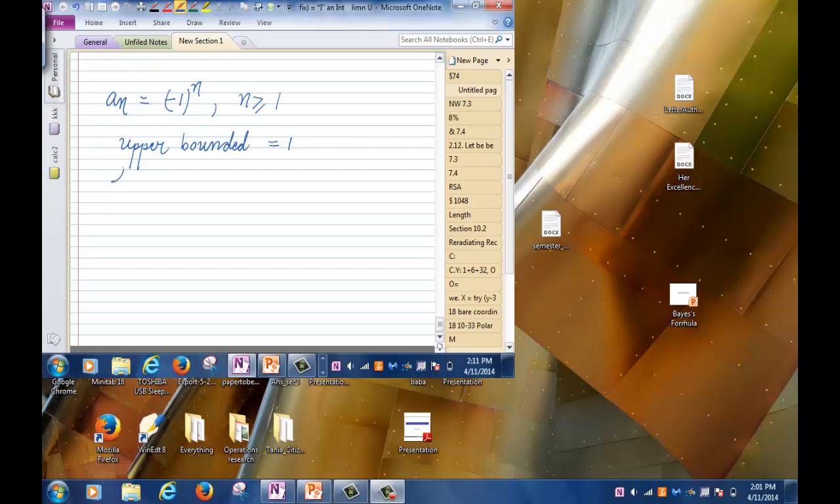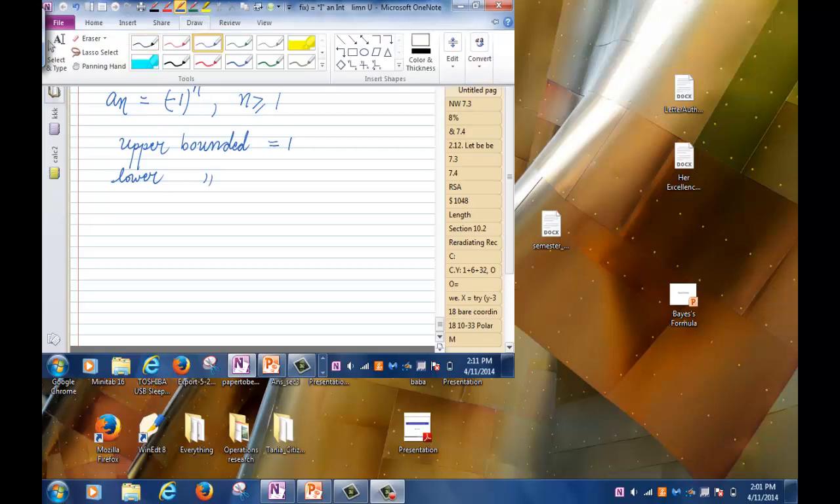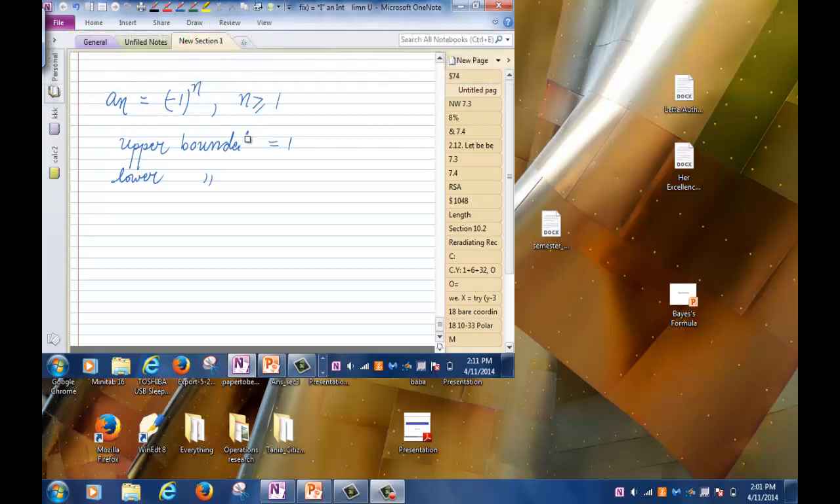What would be a lower bound? Yeah, very good. So upper bound and lower bound. The lower bound is -1 because every single term is larger than or equal to -1. Let's look at another example.